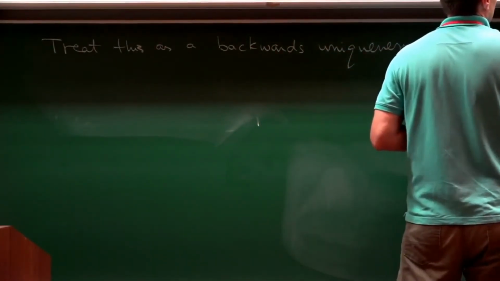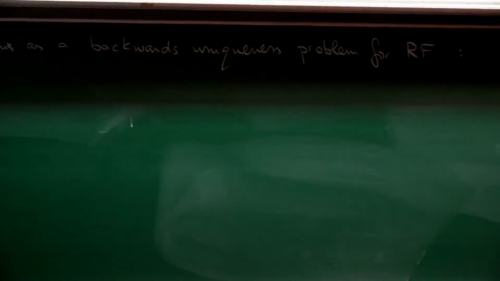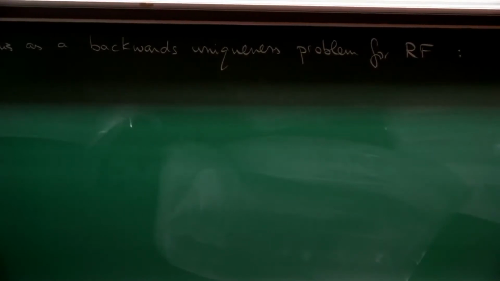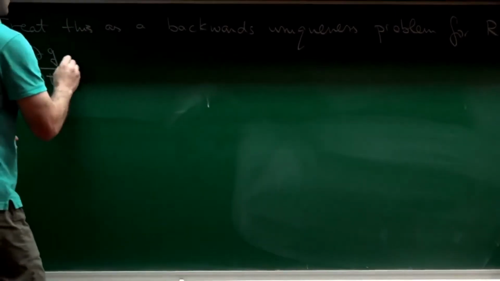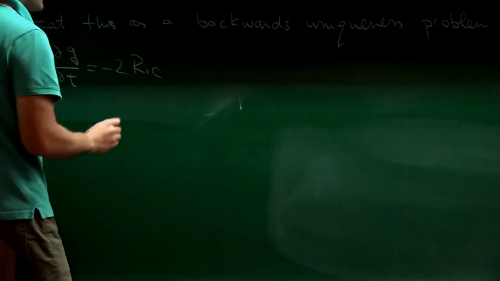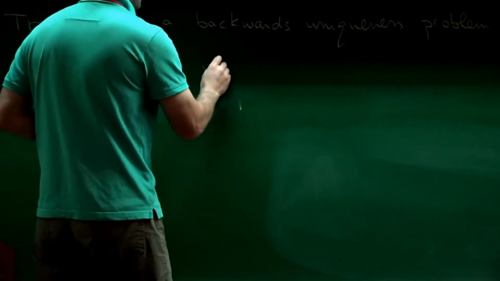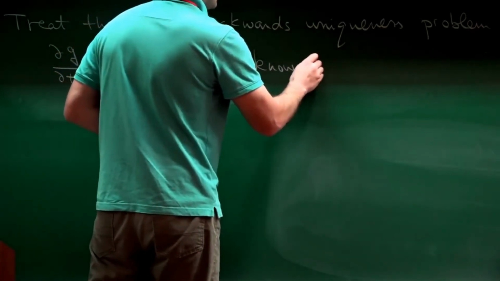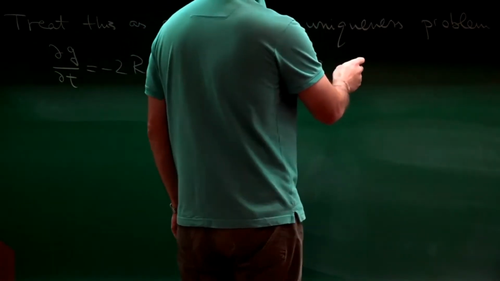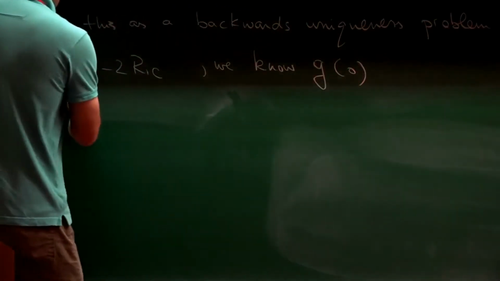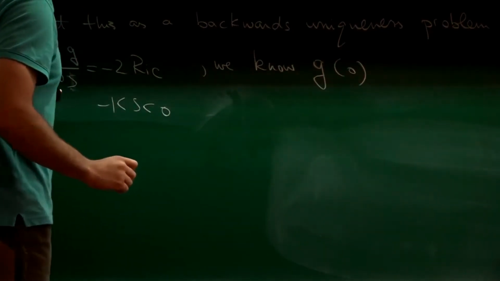For the Ricci flow, if you know that dg over dt is minus 2 Ricci, and we know g of 0, this was for s between 0 and -1, to be consistent. And we know g of 0.